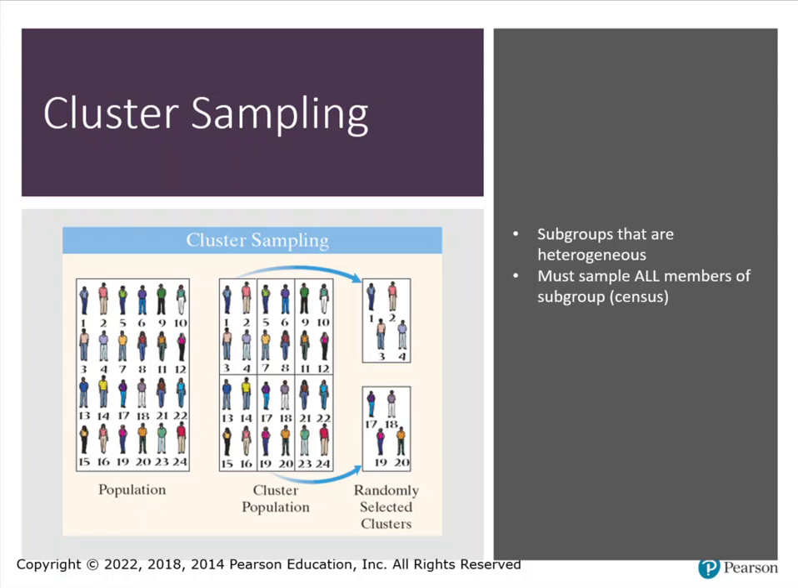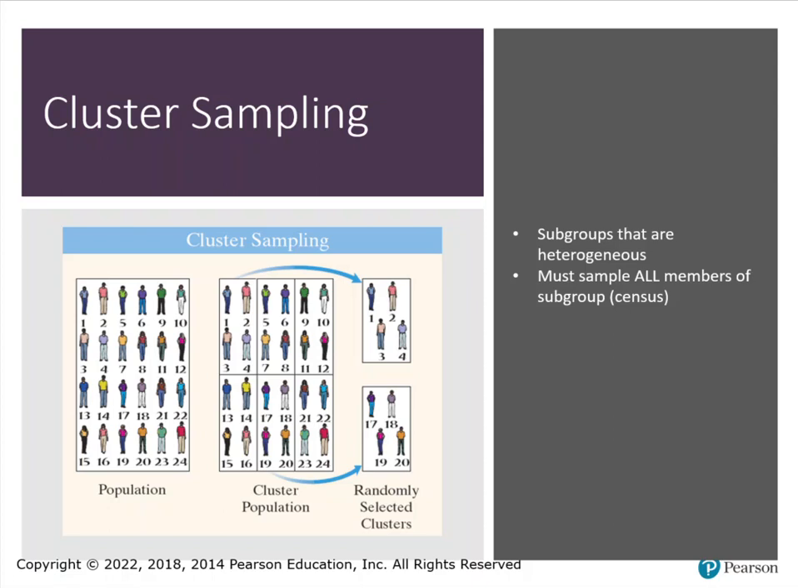The fourth method of sampling is called cluster sampling. Cluster sampling is where we're going to take my population, divide it up into groups again, but this time my groups are going to be mixed. They're going to be heterogeneous.